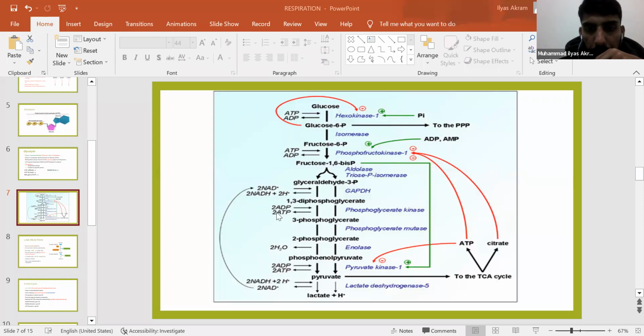from 1,3-diphosphoglycerate, 2 ATP molecules are forming. So in the preparatory phase, we are utilizing 2 ATP molecules, while in the payoff phase, we are getting 2 ATP molecules here, and 2 ATP molecules are here. So we are getting 4 ATP molecules from the payoff phase, while in the preparatory phase, we are utilizing ATP molecules.